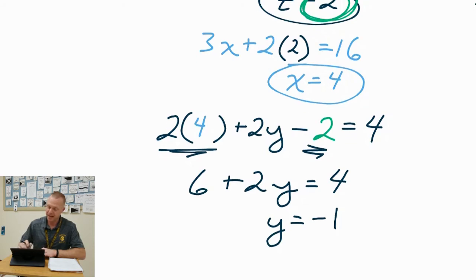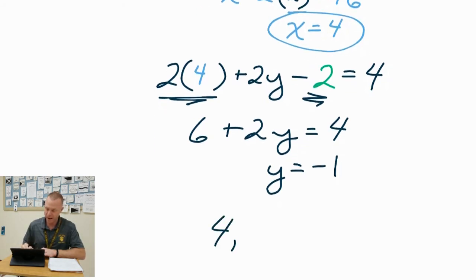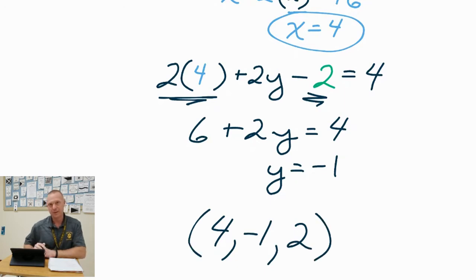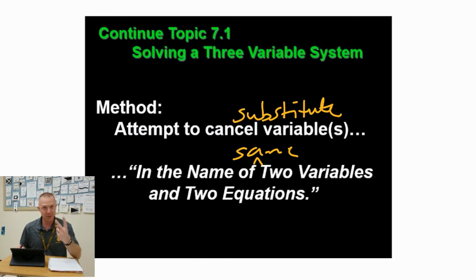So x equals 4, y equals negative 1, and z equals 2. What do you think? We're solving some bigger systems. A lot of this is realizing what you can cancel so you can be left with 2 variables. Of course, you want to do that so that you can end up with 2 equations with the same 2 variables.